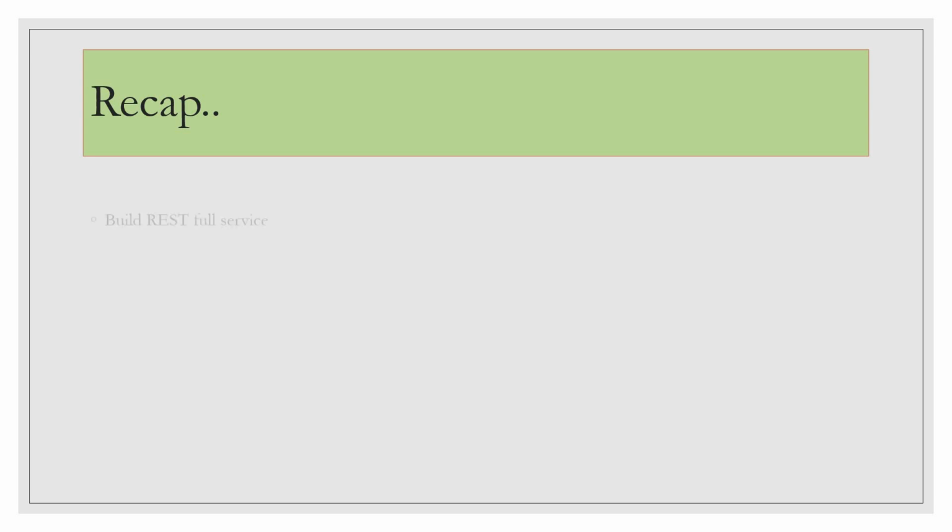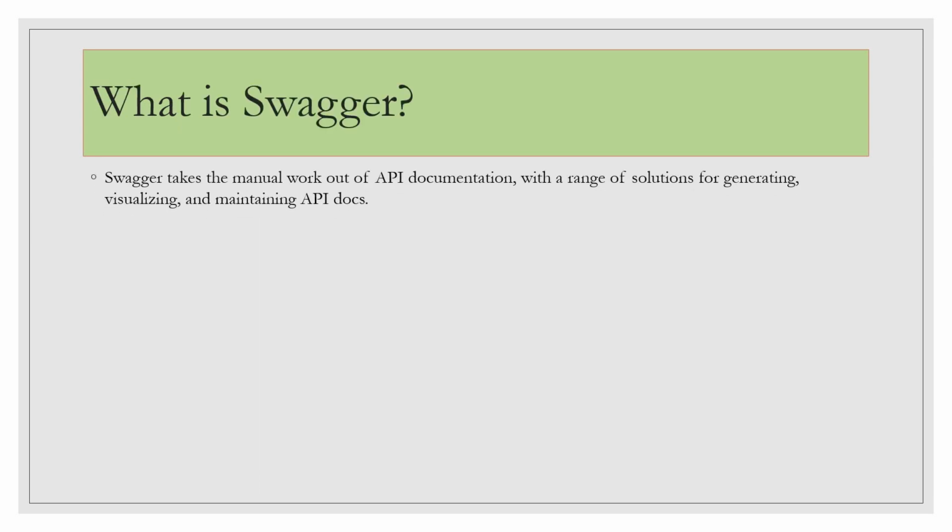Before moving ahead, let's recap what we have done till now. We have built a RESTful service, we have used Spring Boot dev tools for hot swapping of the code, and then actuator, to monitor our service while it is running. What is Swagger? Swagger takes the manual work out of API documentation, with a range of solutions for generating, visualizing and maintaining API documents. Most importantly, it easily integrates with a Spring Boot project.